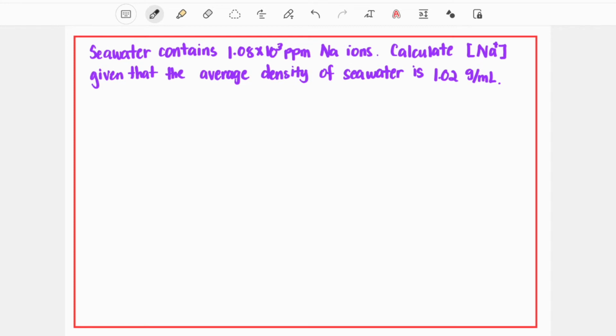Alright, seawater contains 1.08 times 10 to the 3 parts per million of sodium ions. Calculate the molar concentration of sodium ions given that the average density of seawater is 1.02 grams per milliliter.